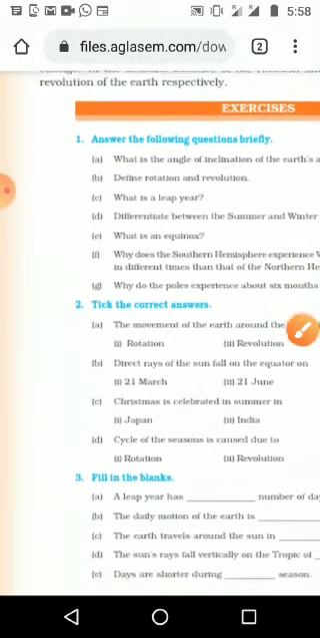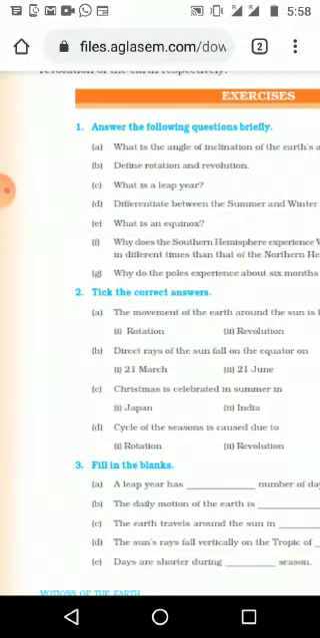Just mark the answer where it is in the textbook, and put the numbers 1 2 3 4 5 6. You can write the numbers instead of A B C D, like 1 2 3 4 5 6. Then tick this one. You want to do this also in the textbook. All questions you should do in the textbook.